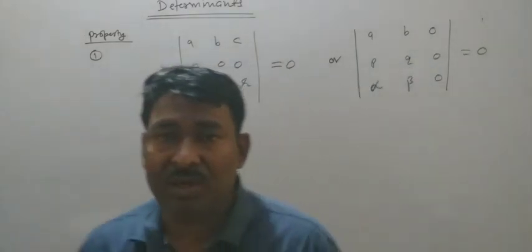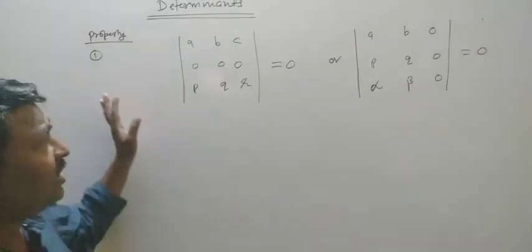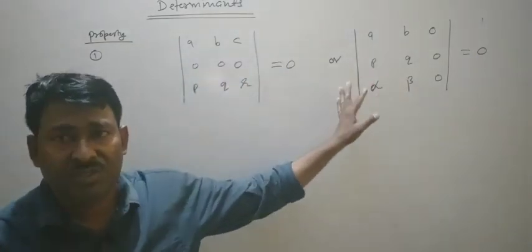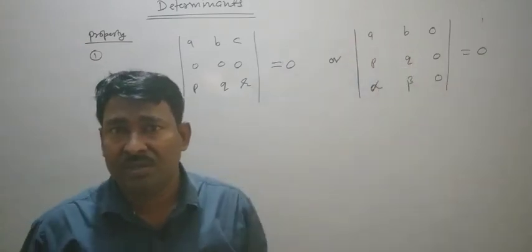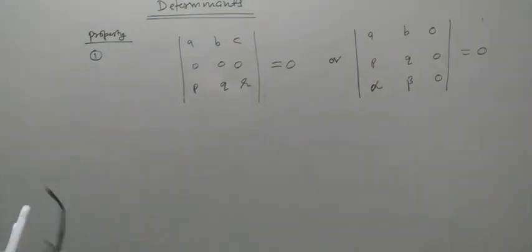In this way, according to the first property of the determinant, if all elements of any row or any column are 0, then the value of the determinant will definitely be 0. This is the first property. Now the second property.